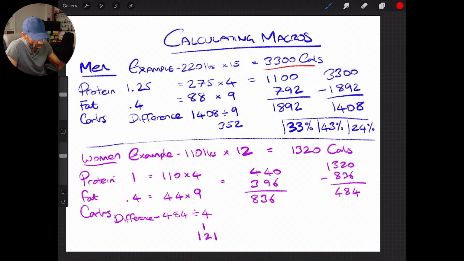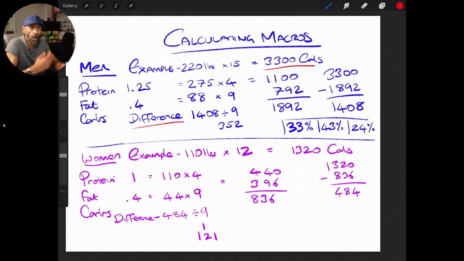Now the same thing for fats: 0.4 times 220, the weight. So you times it by your weight. That's 88 grams. Times that by 9, because there are 9 calories in 1 gram of fat. That's 792 calories. Add those both up, 1,892, minus 3,300, or the other way around, that's 1,408. So 1,408 is the difference. Now we want to divide 1,408 by 9, because there are 9 calories in 1 gram of carbs. That comes to 352 grams.